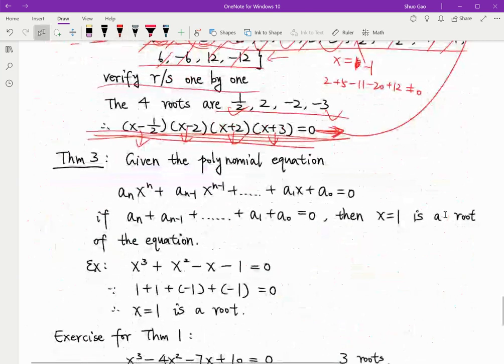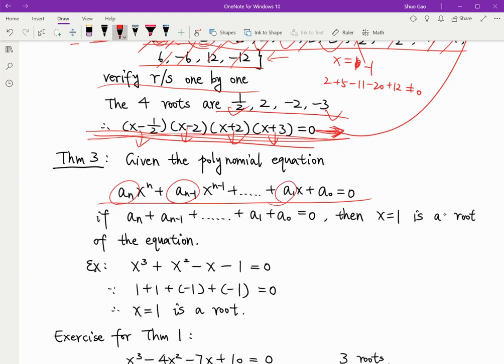And theorem 3 is much easier to understand. Given the same polynomial equation, if the summation of all the coefficients is 0, so all the coefficients are from a0 to an, right? If we add all of them together, then the summation should be 0, right? If this is the case, then x equals 1 is a root of the equation.